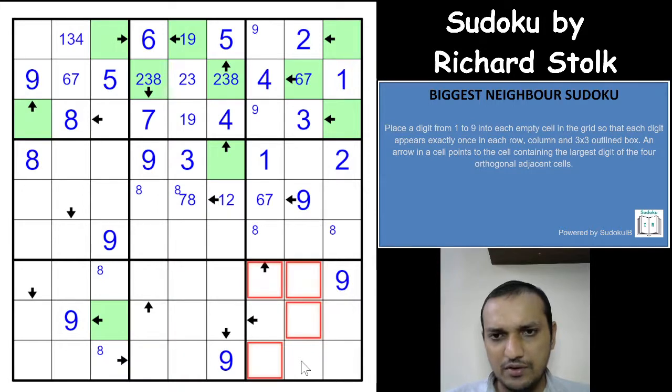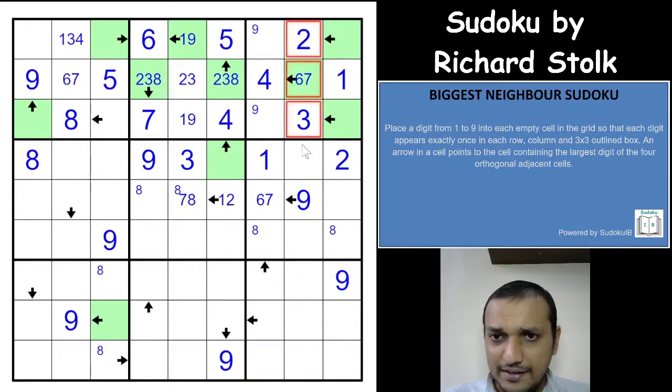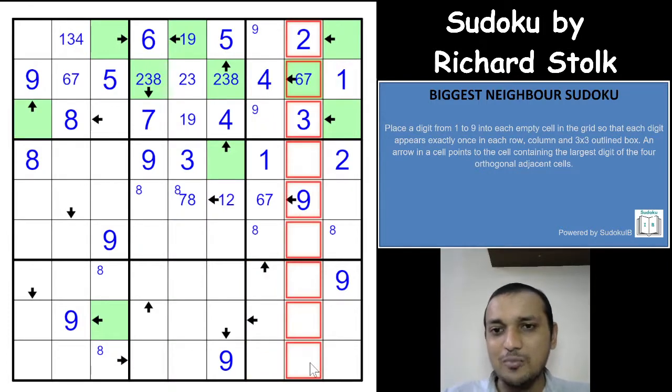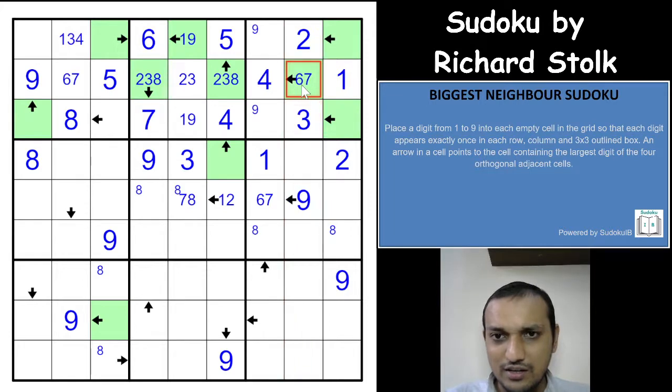No, it can be anywhere, right? 8 is possible here. Oh, if you see column 8, where can 8 be in column 8? That's a really good coincidence here. 8 cannot be here. 8 cannot be in any of these 2 cells because we have already marked 8 in these 2 cells, right? In this, yeah, 8 cannot be in these 2 cells because of the arrow here.